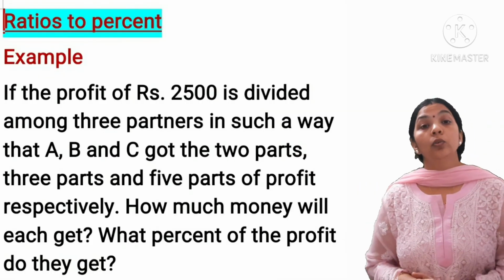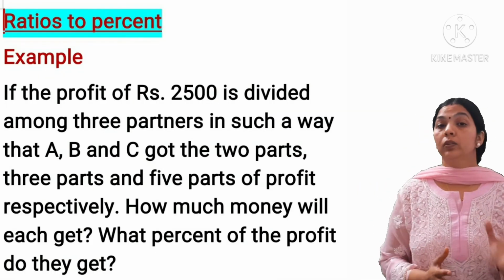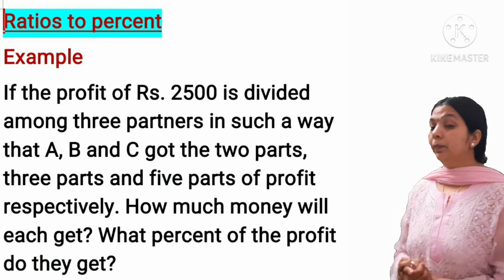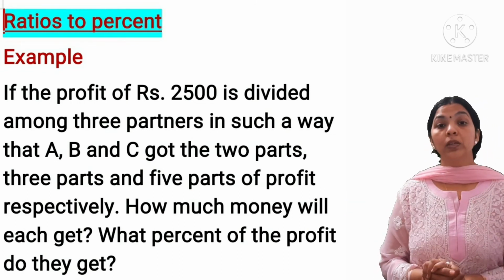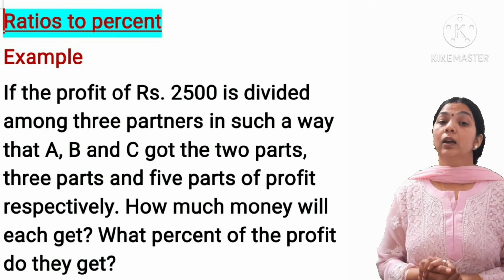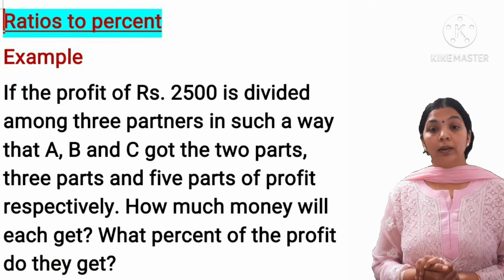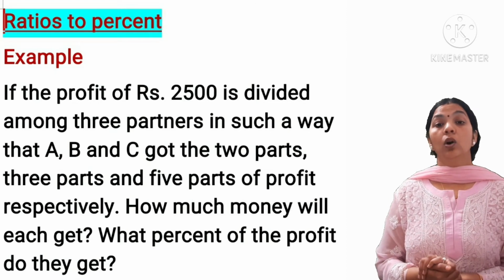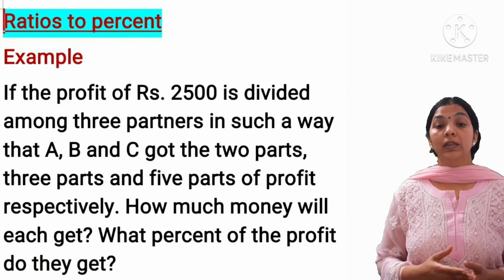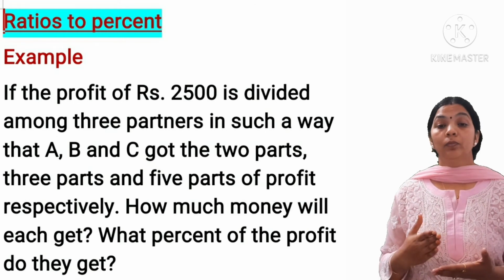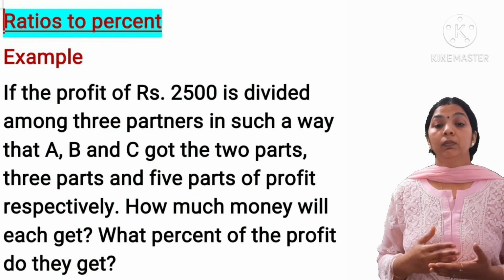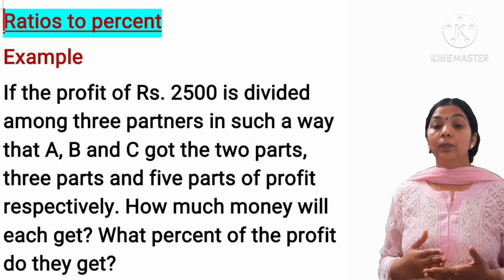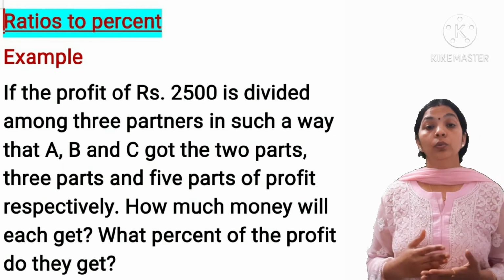Okay, now ratio to percentage. How to convert ratio to percentage? See this example. If a profit of rupees 25,000 is divided among 3 partners in such a way that A, B and C get 2 parts, 3 parts and 5 parts of the profit respectively, how much money will each get? What percentage of the profit do they get?